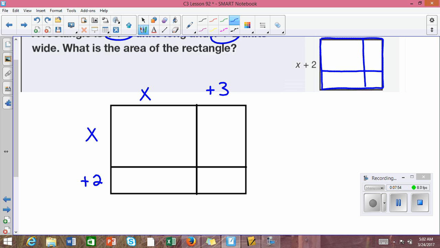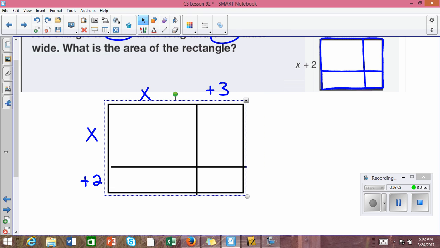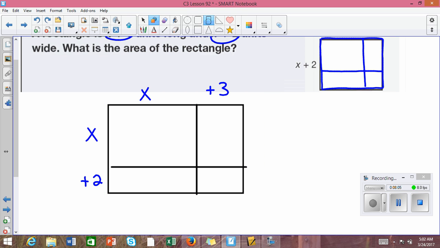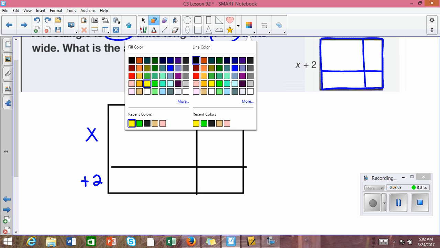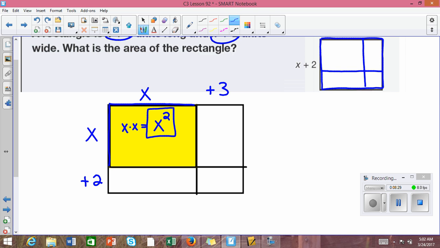Okay, so we are going to create some more rectangles. Get some good colors in here. So we're going to start right here. Oh, that was the wrong one. Okay, there we go. Alright, so here's our first rectangle. So we need to find the area of this rectangle that is x by x. We have talked about multiplying variables, so you should already know that x times x is equal to x squared. Okay, just like if we had 2 times 2, it's equal to 2 squared. Okay, we don't know what it is, so we create that value.